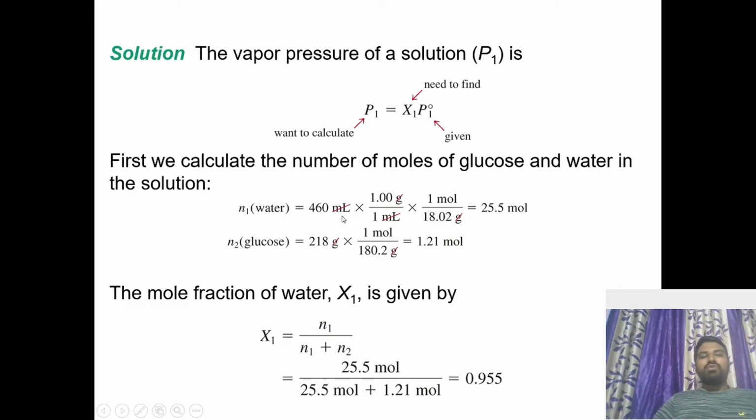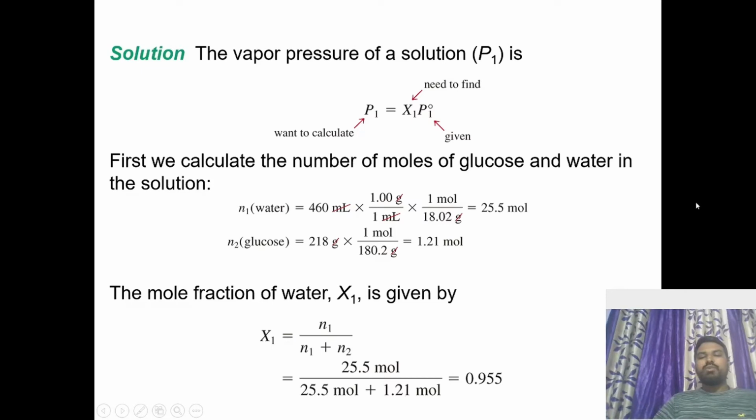Hence N1 of water will be 460 ml into 1 gram divided by 1 ml, into 1 mole divided by 18.02 gram, which will give 25.5 mole. N2 of glucose, the number of moles of glucose, will be 218 gram into 1 mole divided by 180.2 gram, which will give 1.21 mole. The mole fraction of water X1 is given by X1 is equal to N1 upon N1 plus N2. Hence 25.5 mole divided by 25.5 mole plus 1.21 mole.